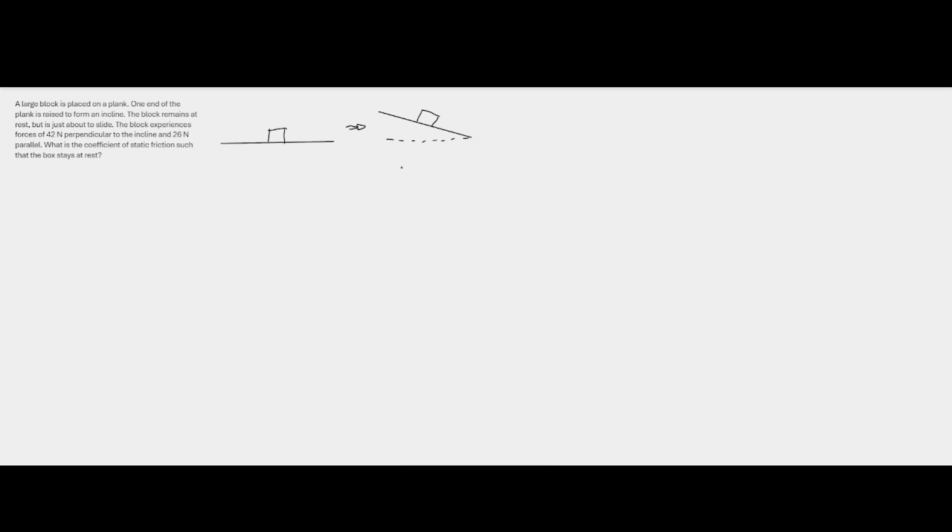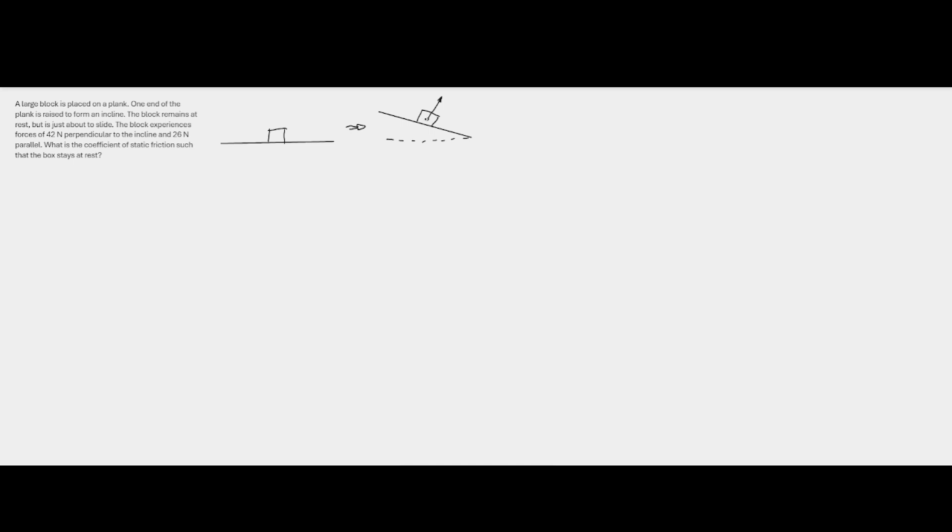So we're told that the box experiences forces of 42 newtons perpendicular to the incline. Okay, so how would I represent that? So we want to stay perpendicular to this incline. So the box is going to experience a normal force that is perpendicular to the incline. This normal force is not perpendicular to the horizontal, it's perpendicular to the incline. And we're told then that it also experiences a 26 Newton force parallel to the incline.